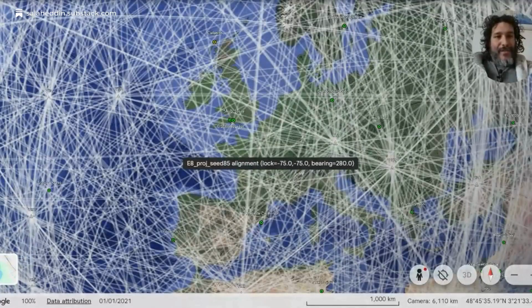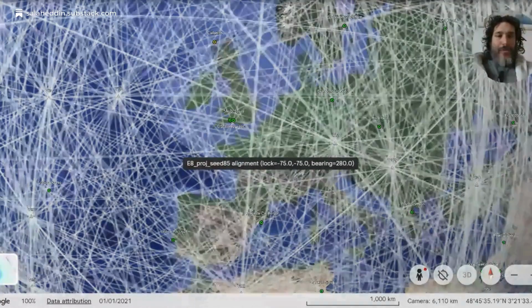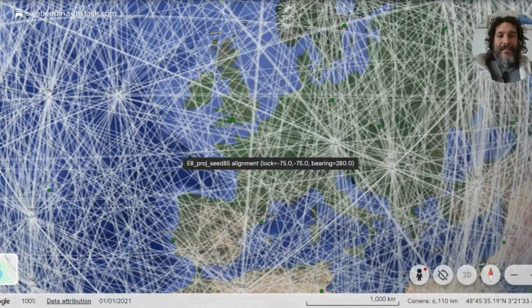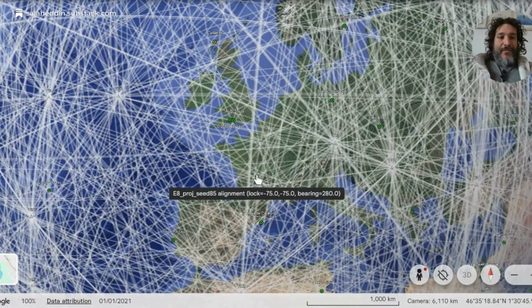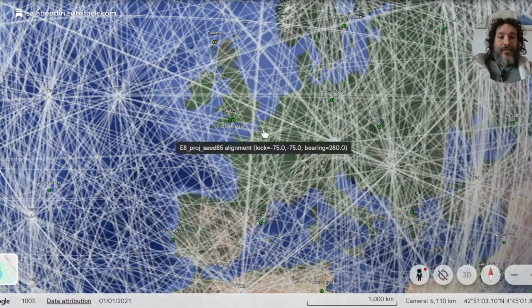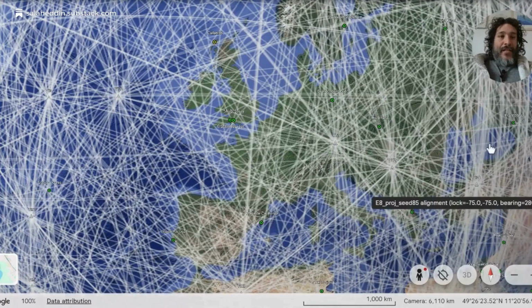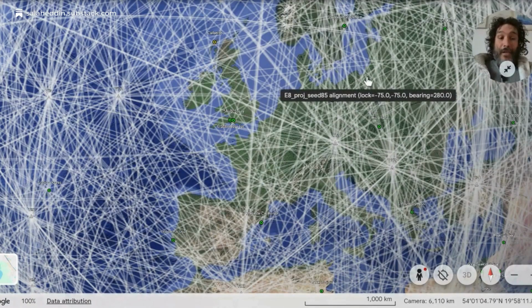Today we are going to look at different characteristics of the E8 lattice. So we tested 270 different projections of the E8 crystal. So 270 different angles of looking at this 8-dimensional structure.